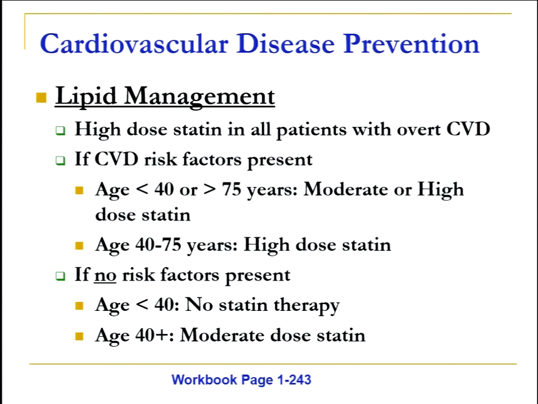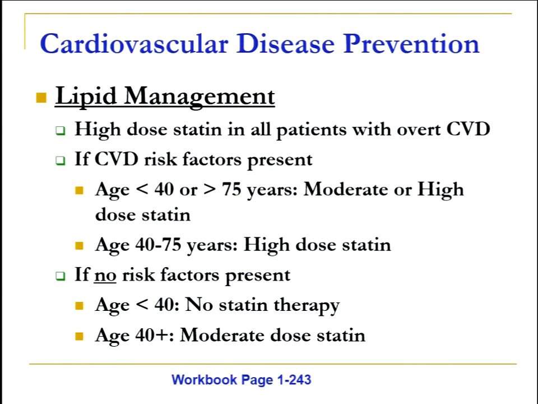Now, if you're talking about primary prevention and you have these other risk factors, if you're less than 40 or greater than 75, they recommend either moderate or high-dose statin therapy, simply because we don't have a lot of data in patients who are less than 40. We have very, very little data in patients who are greater than 75. If you're the age of 40 to 75, they recommend high-dose statin therapy if you just have one other risk factor in addition to your diabetes.